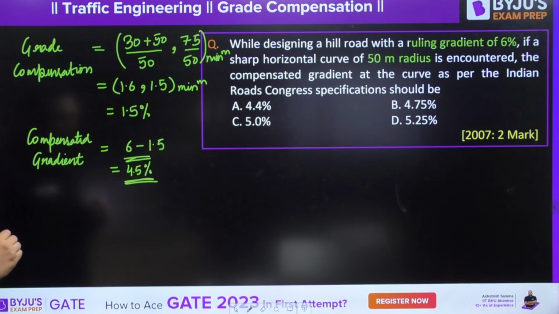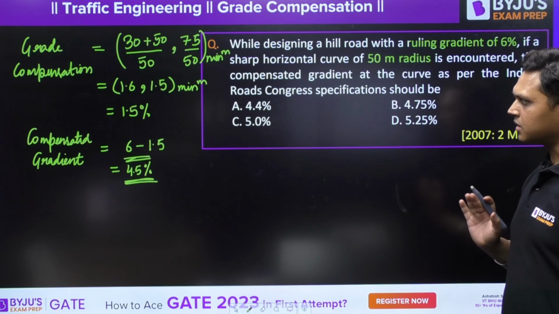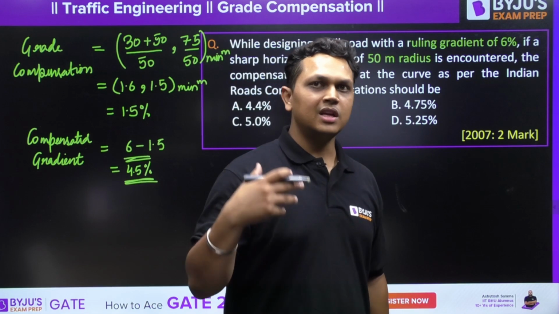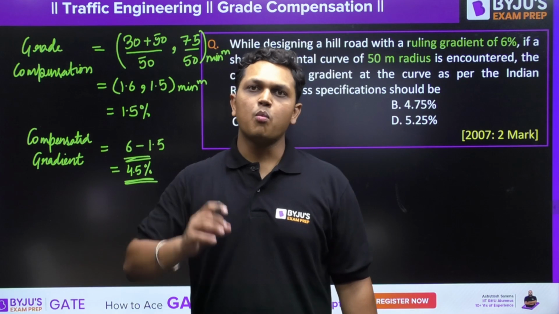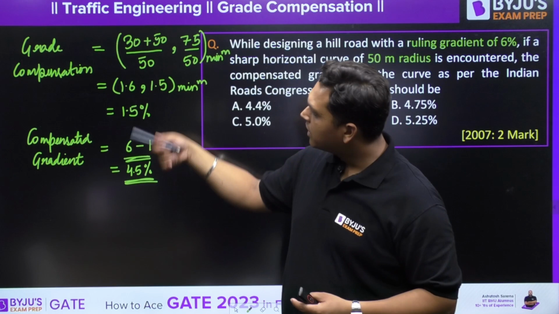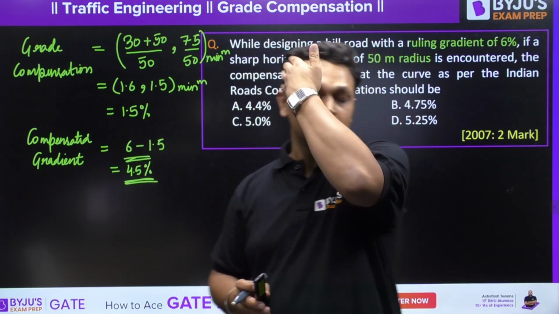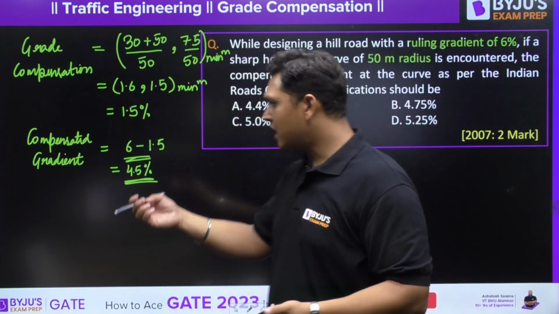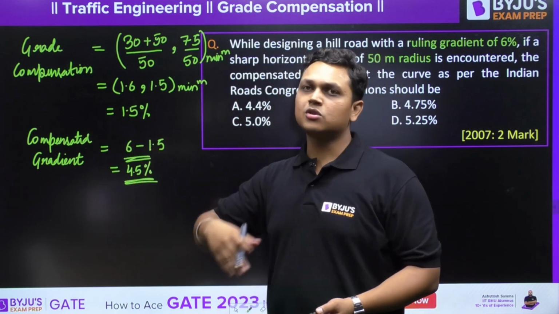Now if you look at the options over here, there is no option matching 4.5%. What should you do in such a situation? When there is no option matching your answer, you always take the most reasonably correct answer. Since you are reducing your gradient to reduce the curve resistance and the losses in the traction force, the most sensible answer is a value lesser than this, because you will not take a value more than this as it is going to increase the losses.